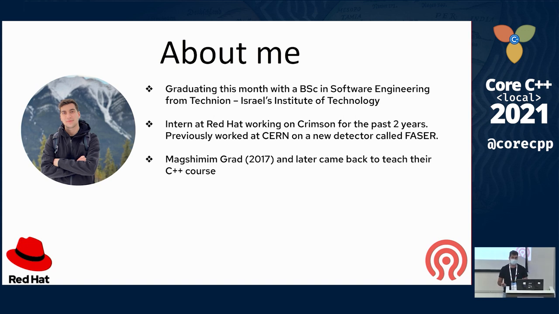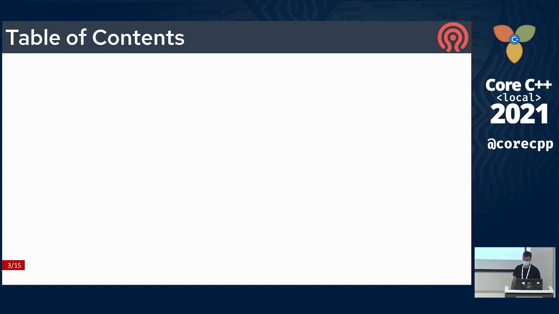First, I worked remotely, and then I worked in Switzerland on a new detector called the Phaser. I also graduated from Max Chemin in 2017, and later came back a year later to teach their C++ course. And another interesting thing that happened in 2017 was what I like to call probably the worst trade deal in the history of trade deals with the IDF, which in other words means that I'm today part of the Atuda program. But seriously, if anybody from Atuda is watching, it's actually pretty nice.